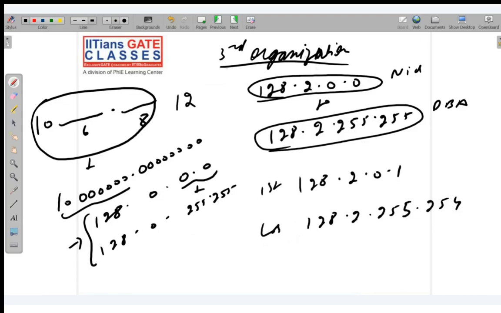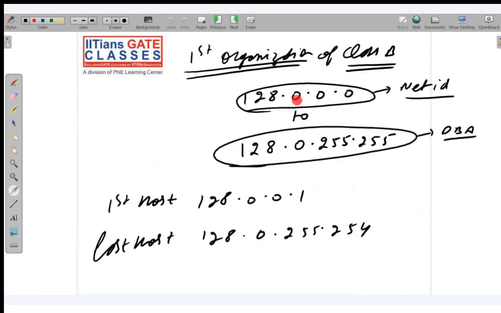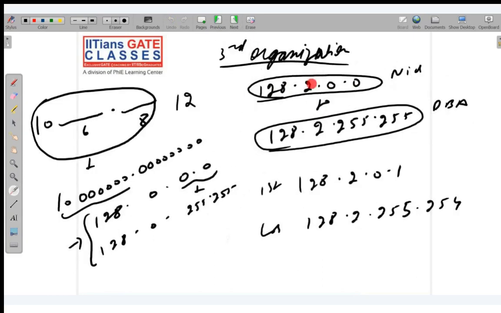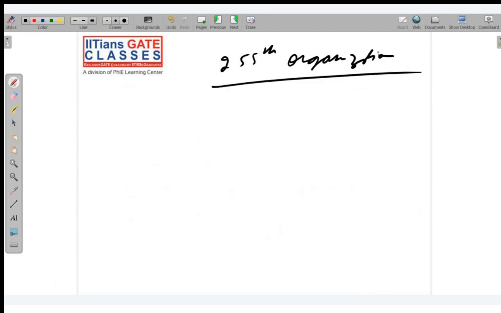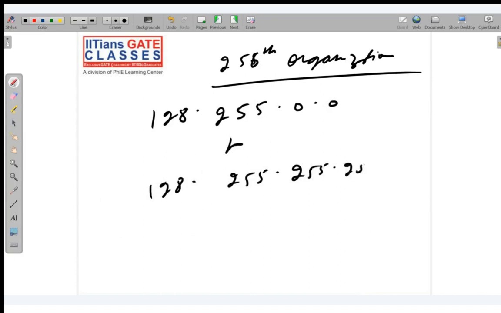Fourth organization, see this. First organization we started with 0, second 1, third 2, so fourth we will get 3. Then 4, then 5, then 6, and so on. Now please try to concentrate. What about my 255th organization? How will it look? 128.254. So let me say the 256th organization. Here it will be 128.255.0.0 to 128.255.255.255. Any doubt here?